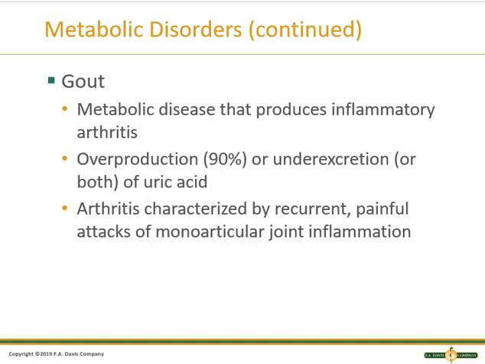Our last slide is gout, which is a metabolic disease that produces an inflammatory arthritis that is caused by purine-rich foods that trigger this inflammatory arthritis. And foods that are high in purine, which can trigger gout, include meats and seafoods, meat extracts, yeast, beer, alcoholic beverages, beans, lentils, oatmeal, spinach, mussels and scallops, anchovies, herring, sardines, trout, haddock, mackerel, and tuna.